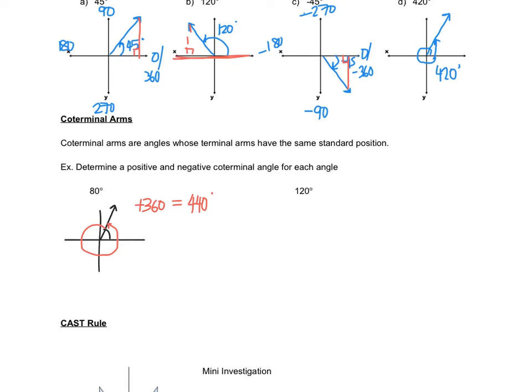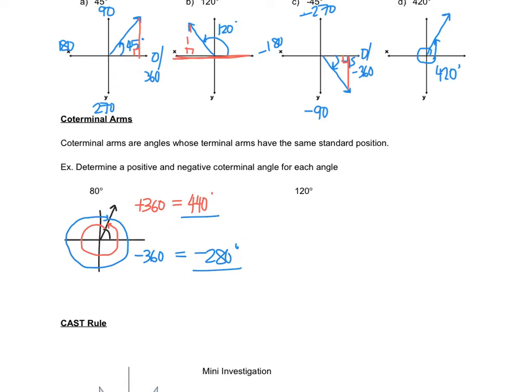But I can also get a negative coterminal arm. From that angle, I can rotate in the other direction, so subtract 360. So if I do 80 subtract 360, I get negative 280 degrees. So both of these angles, 440 and negative 280 degrees, are the exact same angle, just different rotations. And I can add or subtract 360 degrees however many times I want.